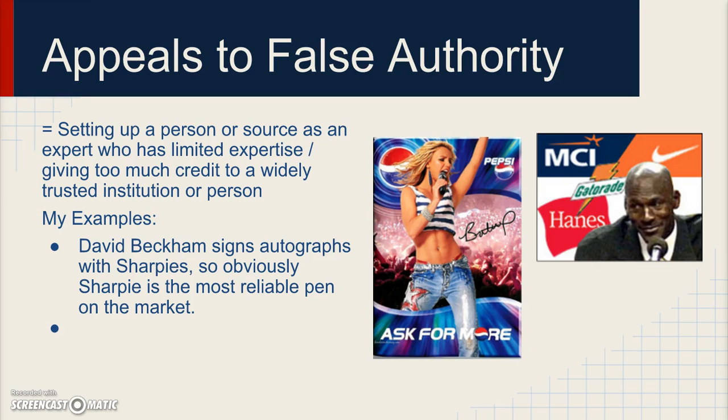The next one is a popular one in advertisements, especially in commercials, and that is appeals to false authority. So again, this is an ethical appeal, so it's under the type of appeal for ethos. And the definition of this is setting up a person or source as an expert who has actual limited expertise, giving too much credit to a widely trusted institution or person. So this would be whenever you buy something because, let's say, Michael Jordan sponsors Gatorade. Well, Michael Jordan didn't actually create Gatorade, so therefore he doesn't have true authority over that product.